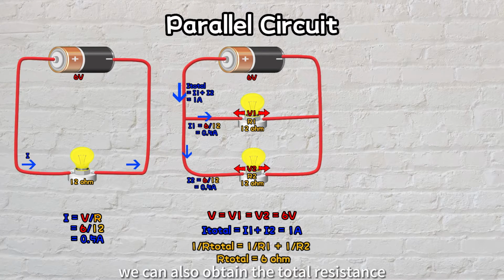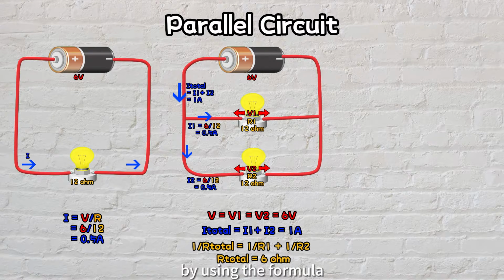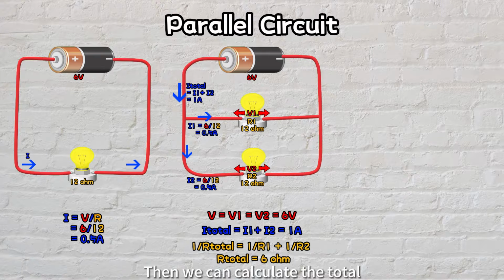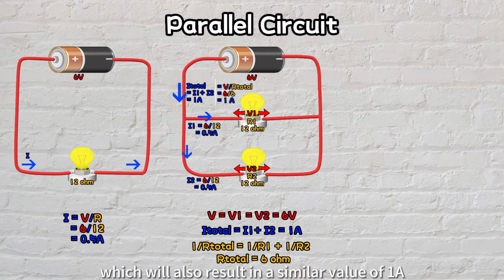We can also obtain the total resistance by using the formula 1 over R total equals 1 over R1 plus 1 over R2, which gives an R total reduced to 6 ohms. Then, we can calculate the total current through the division of voltage by the total resistance, which will also result in a similar value of 1 amp.